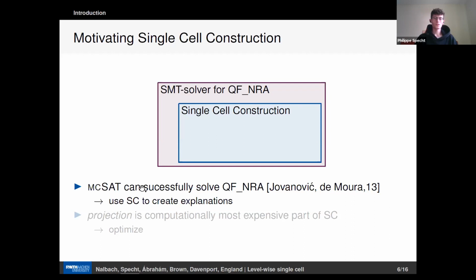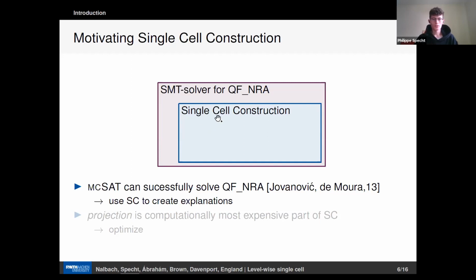So the way MCSAT works is essentially by finding an assignment, as seen on the last slide. This assignment is constructed step by step. And if at some point we get an unsatisfying assignment, we can use the single cell construction to create a set of unsatisfying points that are also sign invariant and therefore also unsatisfying, and we can then exclude this space from our search. And this is where we can use single cell construction.